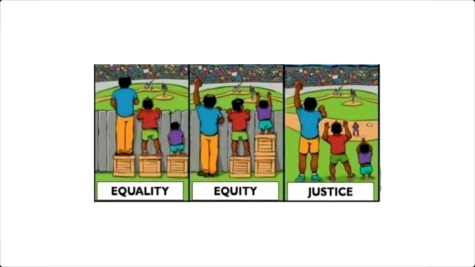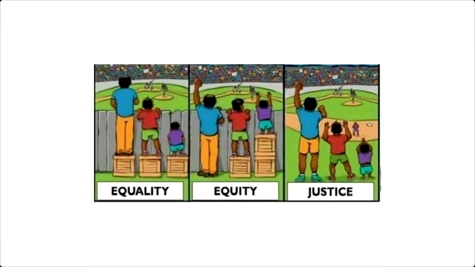Equity is unequal distribution of resources in a way that achieves an equivalent outcome. And justice is sort of redefining the game so that you don't have to allocate resources. And for a long time, I'd see this image, and it made perfect sense to me. And as I began to dive deeper into this critical theory space, I began to see a problem with this image.